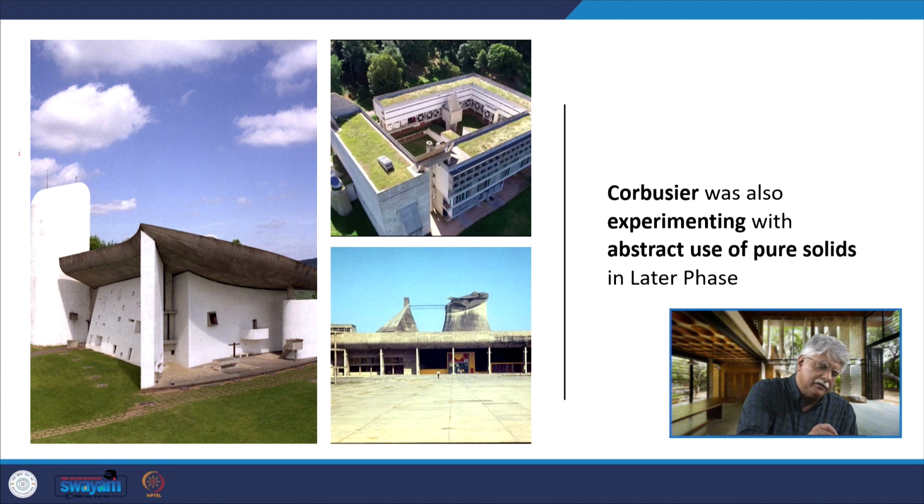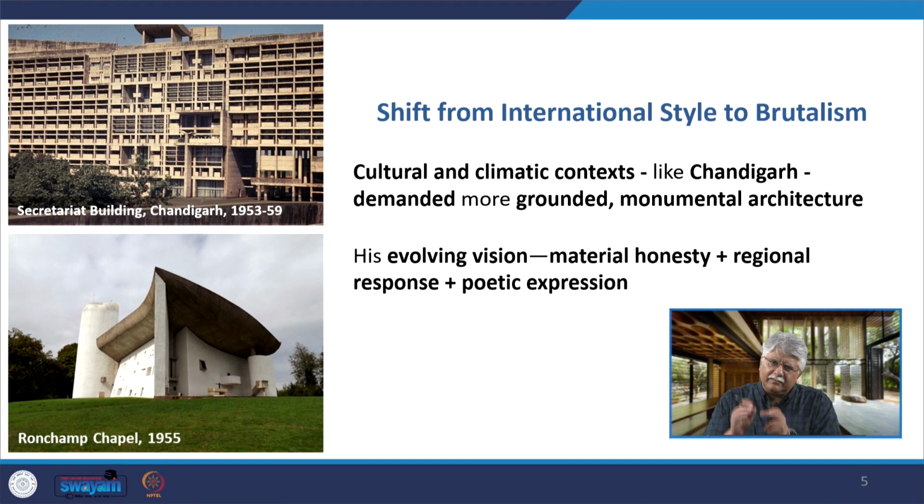Now Corbusier was also experimenting with abstract use of pure solids in his later phase. We find that in the Ronchamp Chapel, we find that in the Monastery La Tourette, we find that in the buildings of Chandigarh like the Assembly Building. This shift from international style to brutalism was very clear and a complete shift that happened in his work.